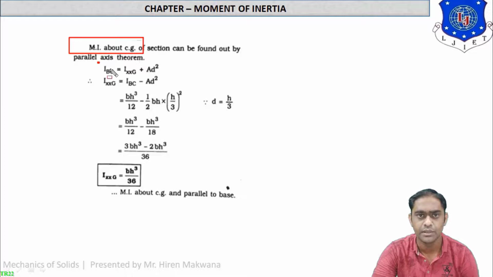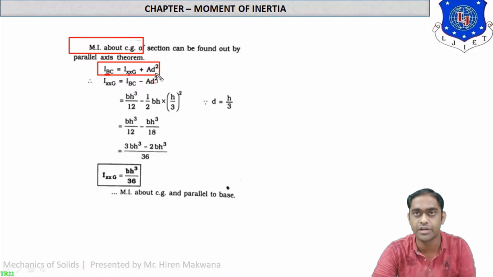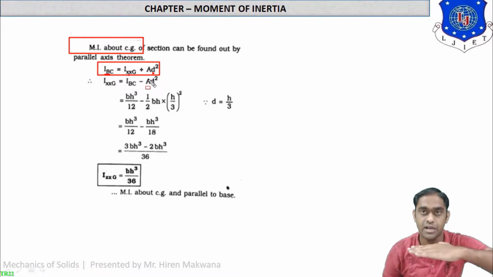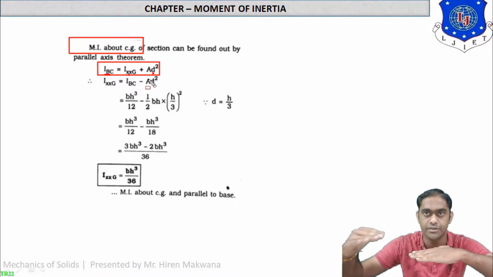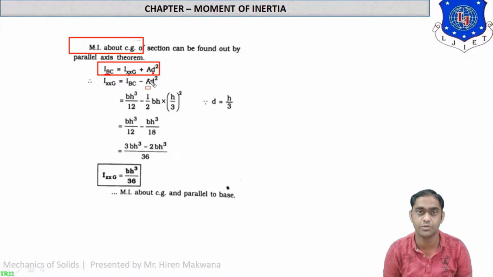CG now. Now this is the new equation. What is BC? BC is the base of the triangle. What is XXG? It is the centroidal axis of the triangle, means the axis passing through the centroid of the triangle. What is A? A means area of the triangle. What is D? D means the distance between two parallel axes, means the base of the triangle and the centroidal axis of the triangle. The distance between these two parallel axes is known as D.